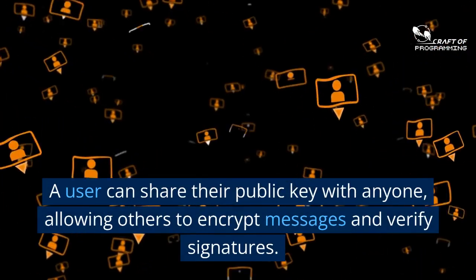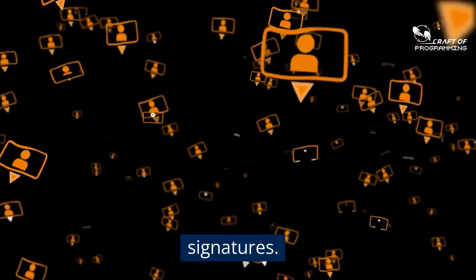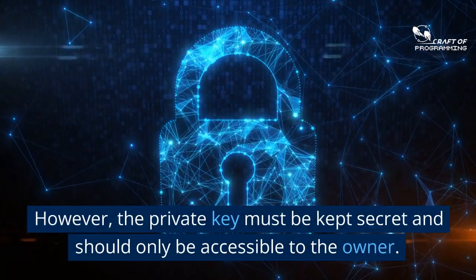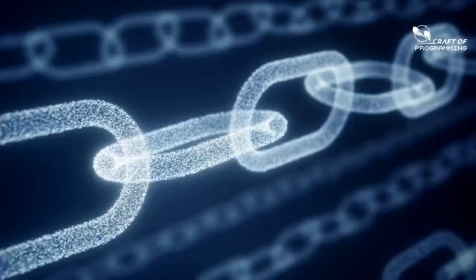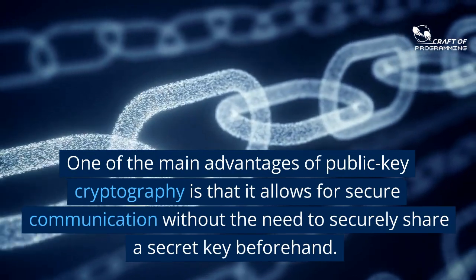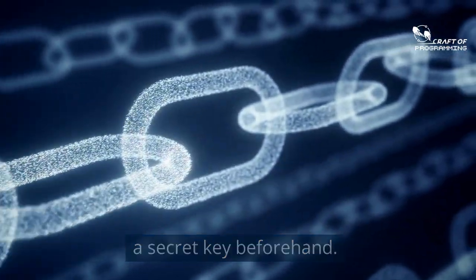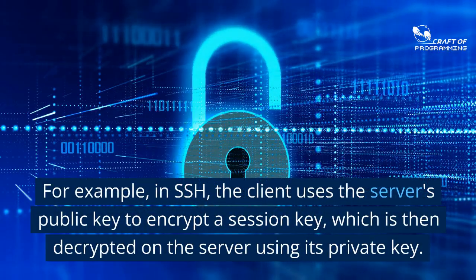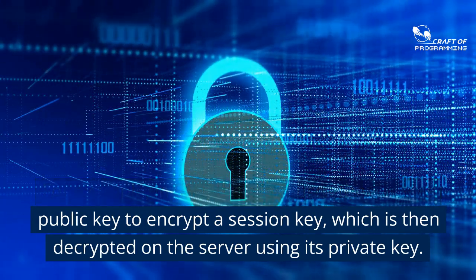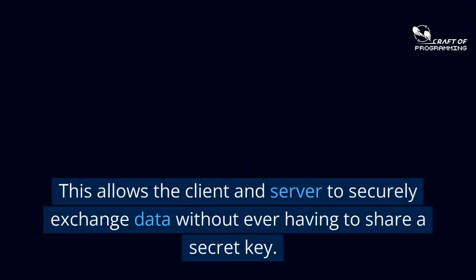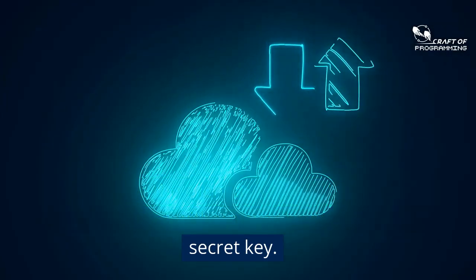A user can share their public key with anyone, allowing others to encrypt messages and verify signatures. However, the private key must be kept secret and should only be accessible to the owner. One of the main advantages of public key cryptography is that it allows for secure communication without the need to securely share a secret key beforehand. For example, in SSH, the client uses the server's public key to encrypt a session key, which is then decrypted on the server using its private key. This allows the client and server to securely exchange data without ever having to share a secret key.